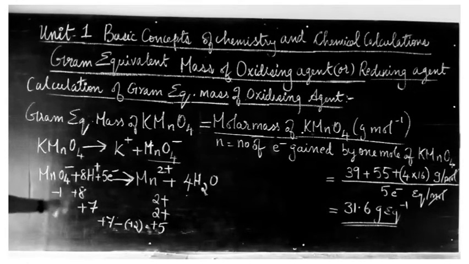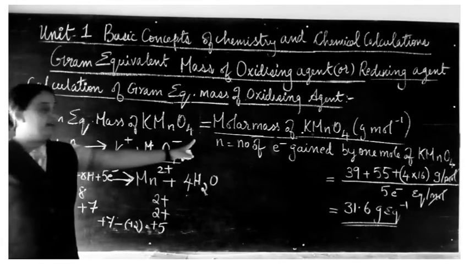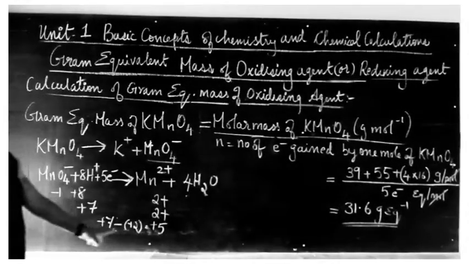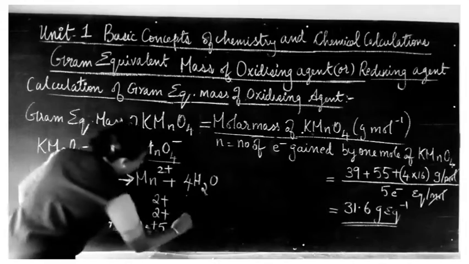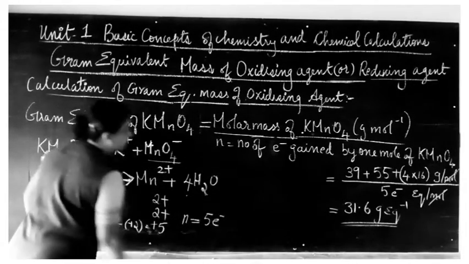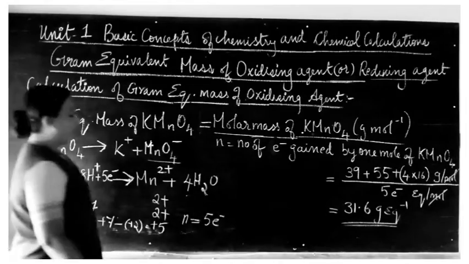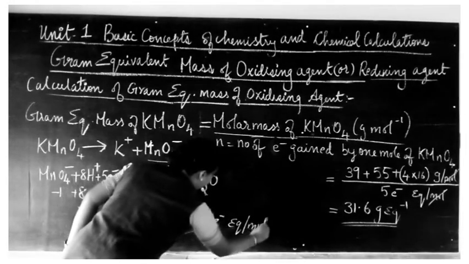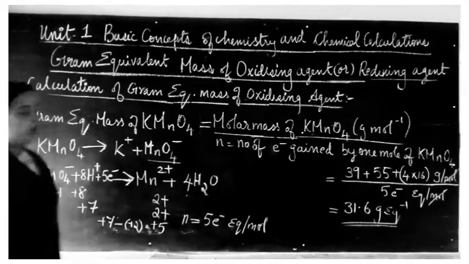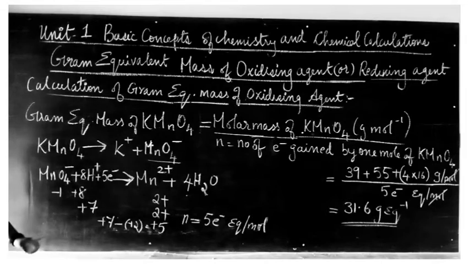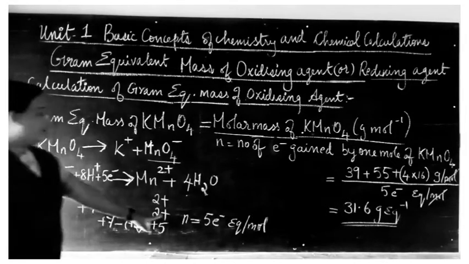So this will be the N, the equivalence factor for the oxidizing agent KMnO4. Now what is N here? N is equal to the equivalence factor, 5 electrons. The unit for equivalence factor is equivalent per mole, or equivalent mole inverse. So now we understood how to calculate the equivalence factor N.